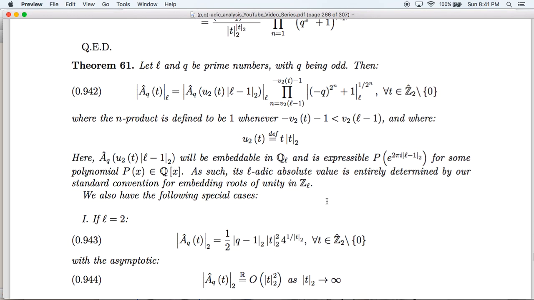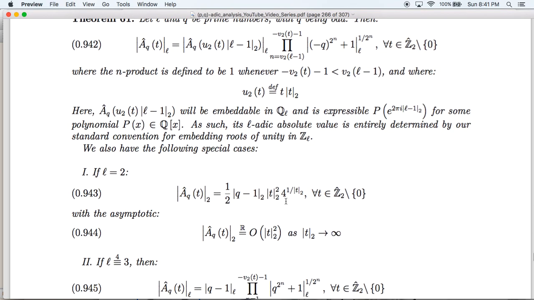We also have the following special cases. If L is equal to 2, then the 2-adic absolute value of aq hat of t is this thing, which, as the asymptotic here shows, grows like the square of the denominator of t as the denominator of t goes to infinity.